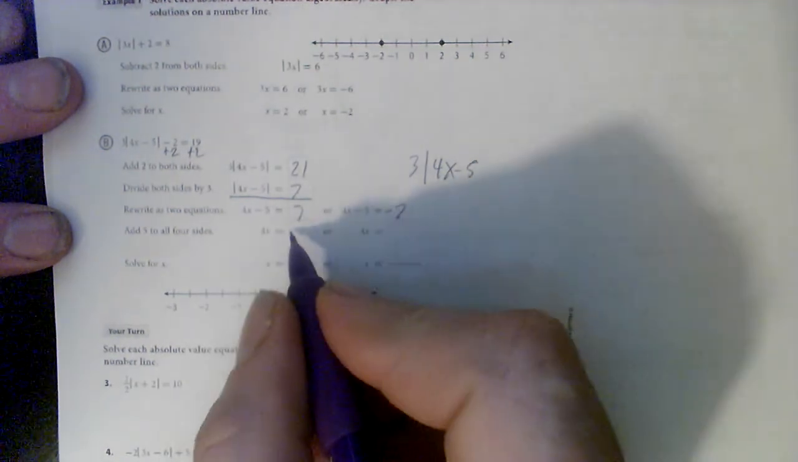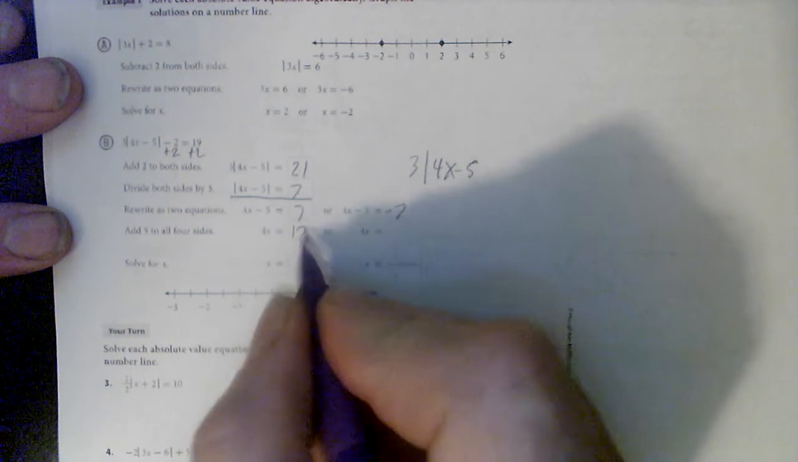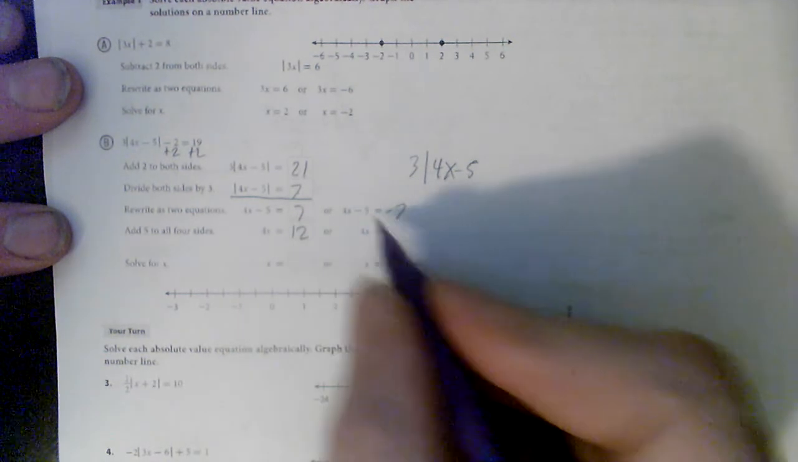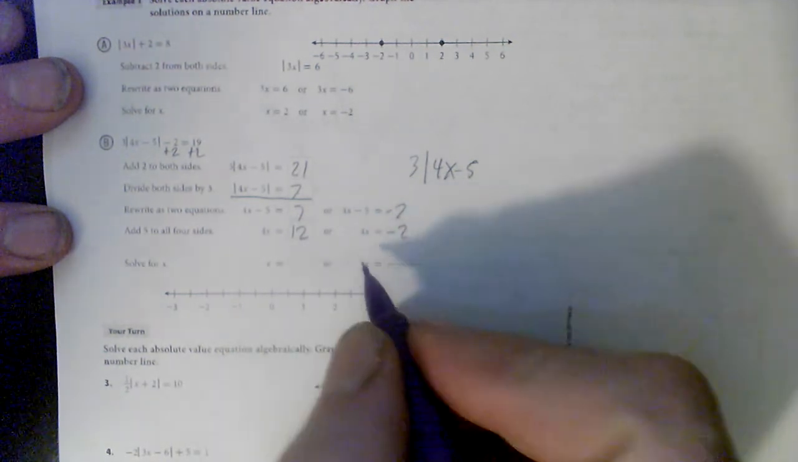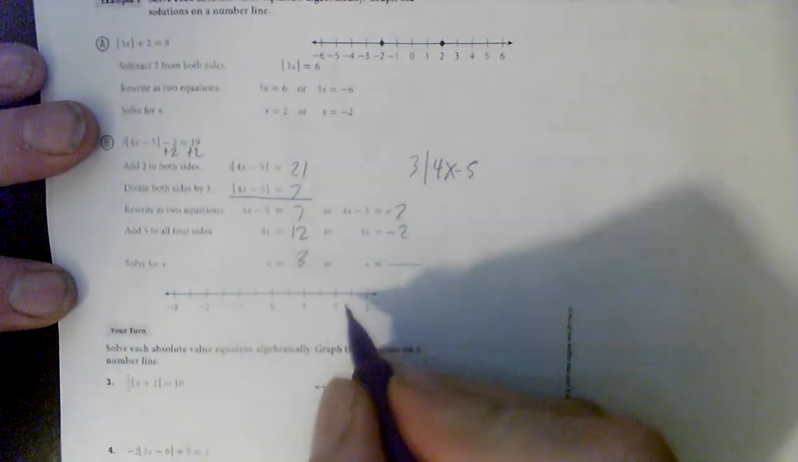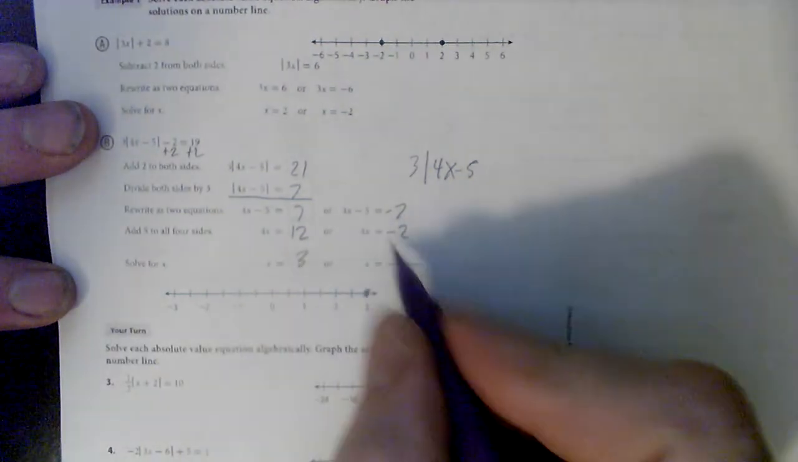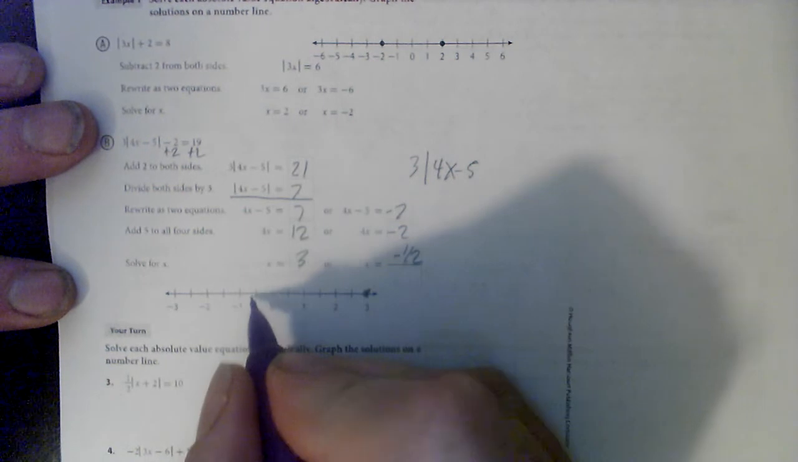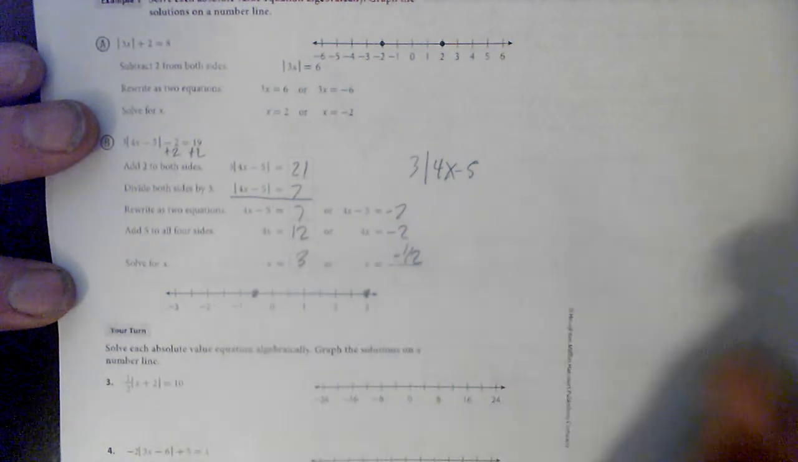Right? Add 5 to both sides in both cases, and we get 7 plus 5 is 12. Negative 7 plus 5 is negative 2. And then we divide by 4, and we get x is 3, which we'll mark right here. And x is negative 1/2, which we'll mark right there, and we're done. Alright, let's try one more.